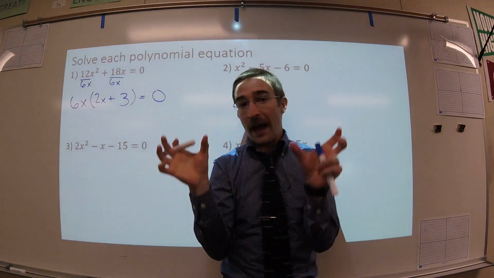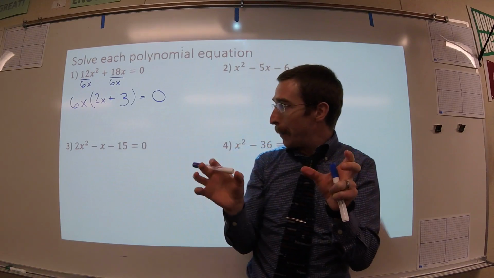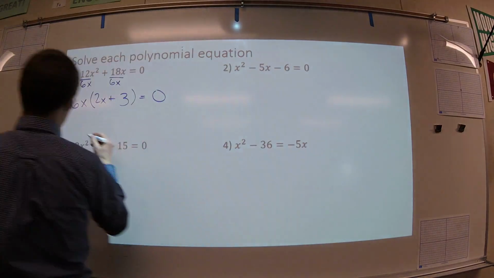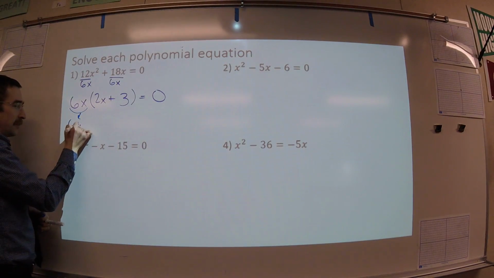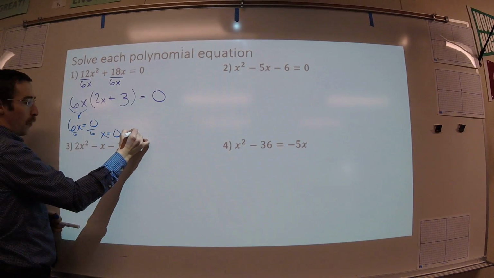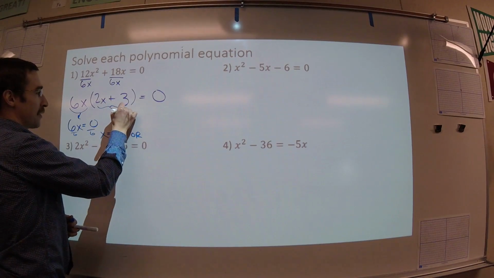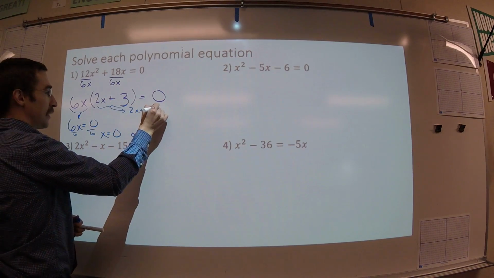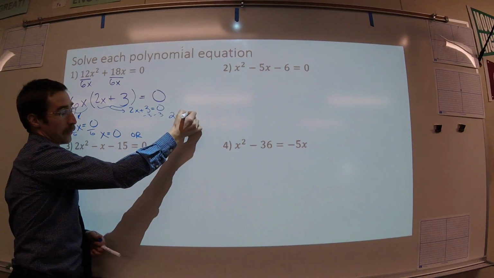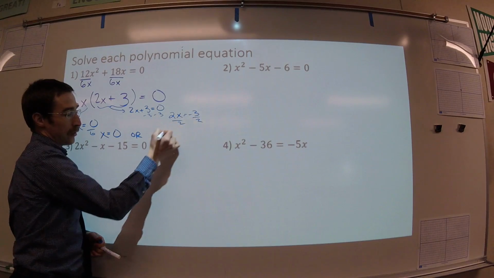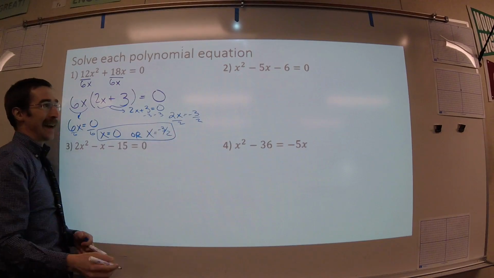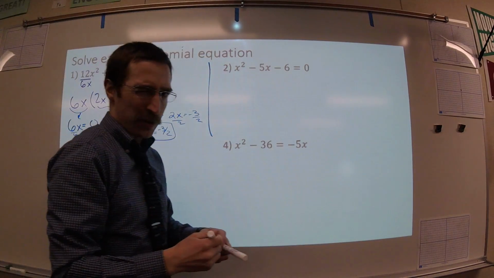So we just take each factor, each thing that's being multiplied in that multiplication problem, and make it equal 0, solve, get our answers. So here we go. 6x equals 0. Well, I'll divide by 6. X equals 0. Or we take this, 2x plus 3 equals 0. Subtract 3. 2x equals negative 3. Divide by 2. X equals negative 3 over 2. Boom, 2 answers. Got it. Dunzo. That one should be fairly easy.